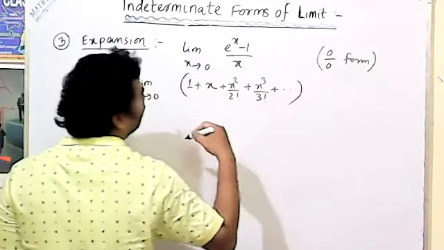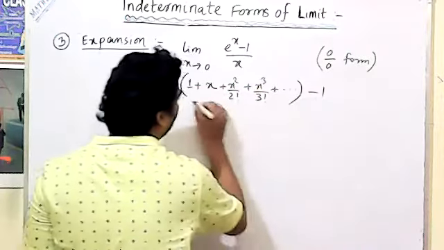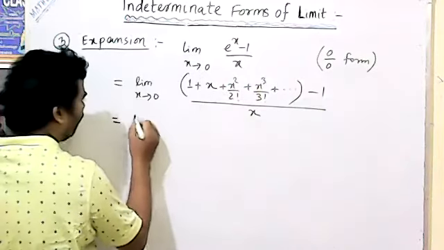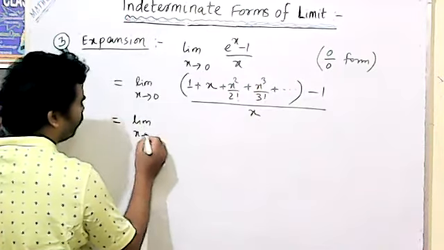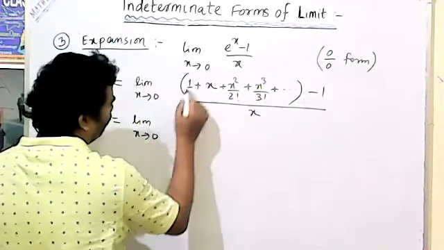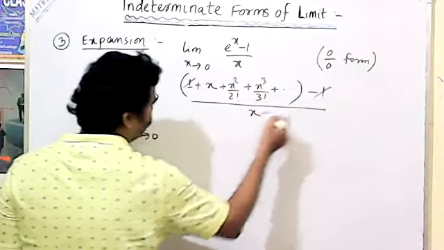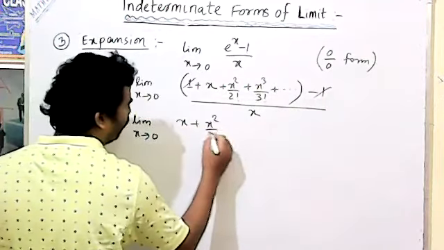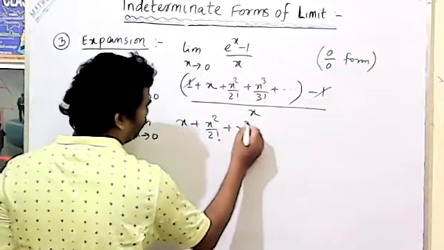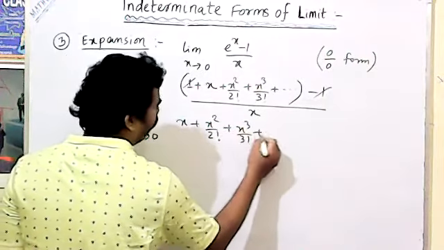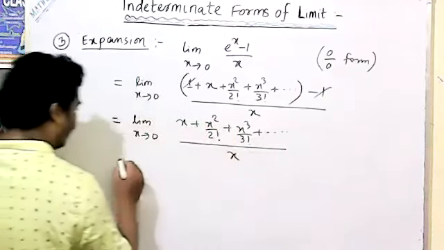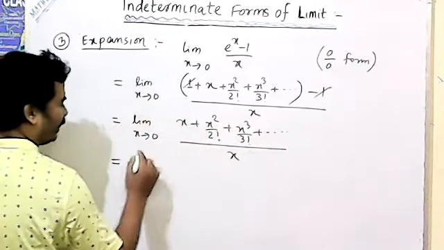This is (e^x − 1) whole divided by x. After that, limit x tends to 0. Here 1, and this is minus 1. It is equal to x plus x square by 2 factorial plus x cube by 3 factorial plus dot dot dot, whole divided by x. Then x divides in each case.